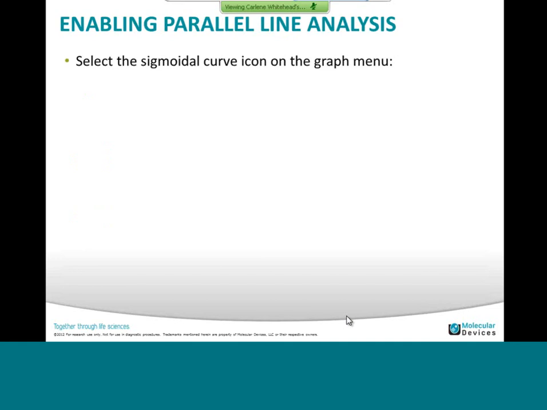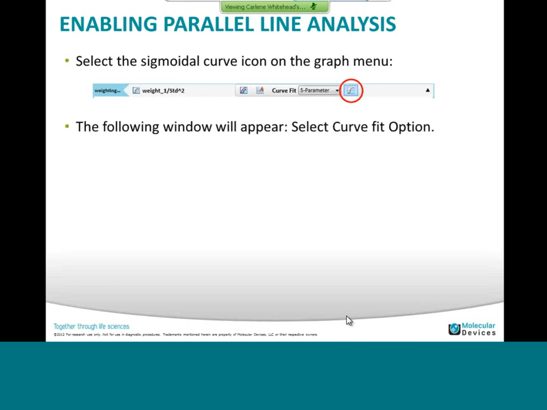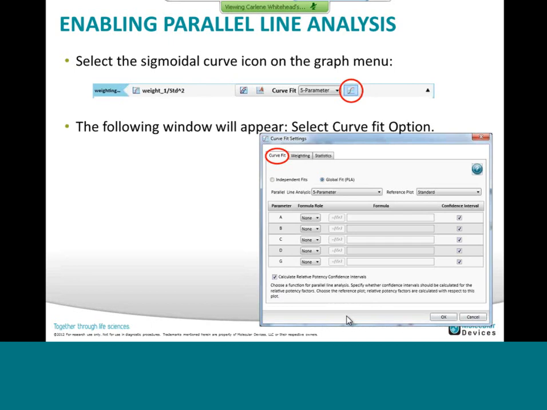So how do you enable PLA in SoftMax Pro? You select, once again, the graph option, and you have the curve. In the curve fitting option, you will have to select global fit. If you select global fit, then the curve will be constrained. If you select independent fit, then the curve will be free to go according to the parameter description.